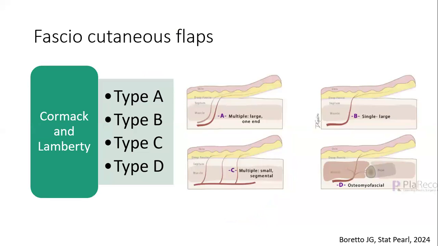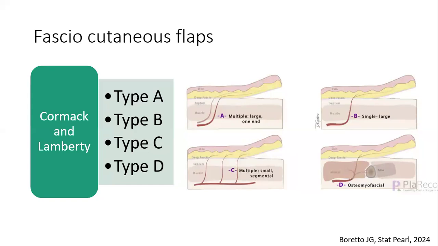Based on composition, faciocutaneous flaps are classified by Cormack and Lamberty into 4 types, depending upon the composition and the blood supply. So type A would receive perfusion from multiple perforators entering it. You don't need to go deep into this because this concept is not very useful even for us. These are just more bookish concepts. So maybe you can memorize for your exam, but otherwise you don't need to go into depth. We don't use this even now for any decision planning.